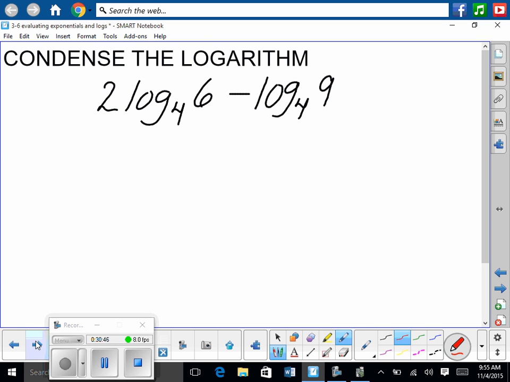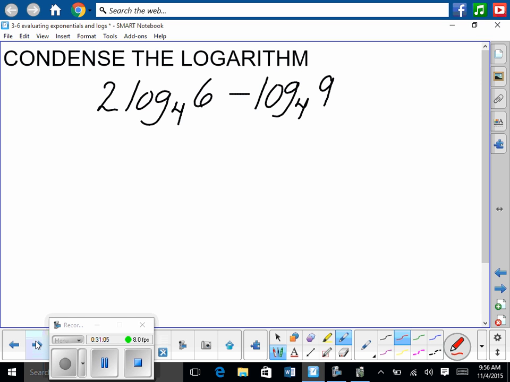This one's a little bit more difficult. Everybody watch very carefully, because there's one huge, very important step here. We have 2 times log to the base 4 of 6 minus log to the base 4 of 9. Well, this is the most important thing. With your eyes, every single time, you need to look and see if there's any multiplication that you need to fix first.